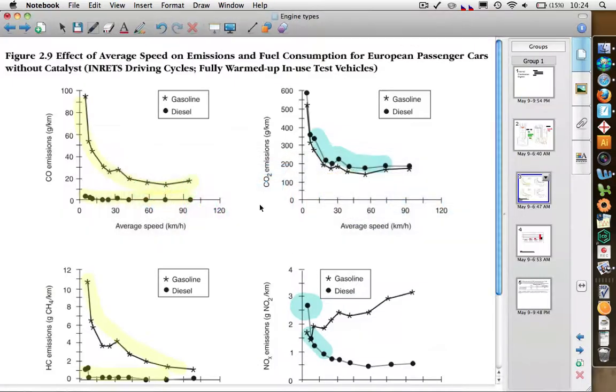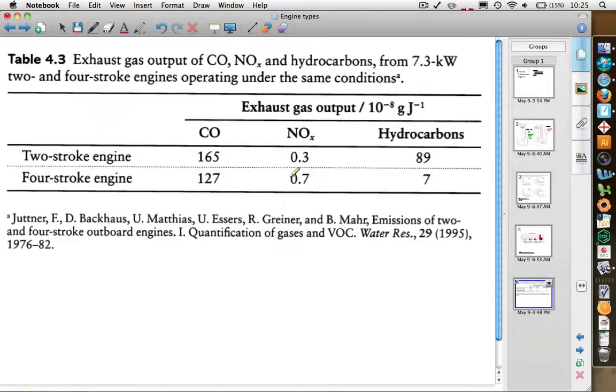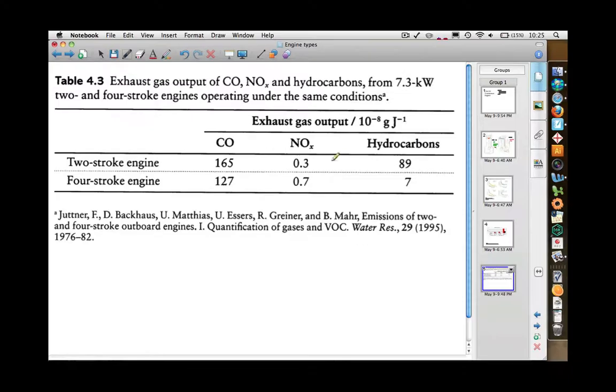So if you compare two-stroke engines versus four-stroke engines, here's four strokes versus two strokes. The two-stroke is much higher in VOCs or hydrocarbons because uncombusted fuel gets out there. It's also higher in particulate matter because it's a less efficient combustion process. And the same is true for carbon monoxide. Sorry, I said that wrong. The opposite is true for NOx. Two-stroke engines operate at a lower temperature, thus they generate less NOx than four-stroke engines, even though there's way more hydrocarbons and more carbon monoxide in two-stroke versus four-stroke.